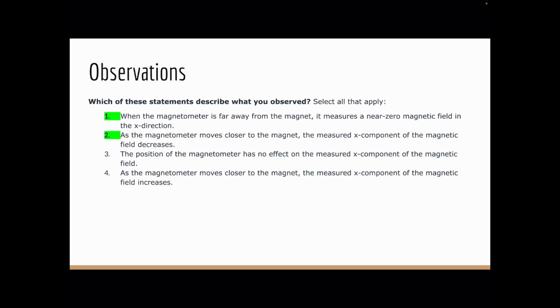When the magnetometer was far from the magnet, the x component of the field was close to zero. As I moved the phone close to the magnet, the x component increased. This confirms that the magnet's influence gets stronger as distance decreases. So the correct statements are: the x field is near zero far away, and it increases as you move closer.